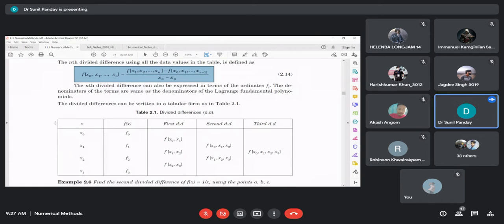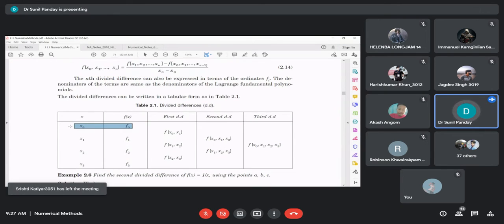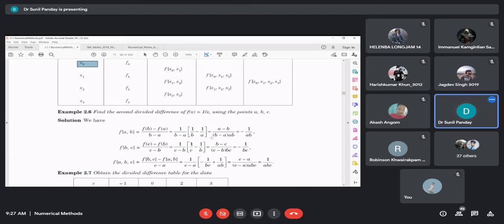So this is the way we write the divided difference table, like x naught, f naught. This is the given data with us, and the first divided difference is f1 minus f naught divided by x1 minus x naught, and it is actually f of x naught comma x1. Similarly, these can be done. Now to calculate the second order divided difference, it is f of x1 comma x2 minus f of x naught comma x1, divided by x2 minus x naught, and like this.